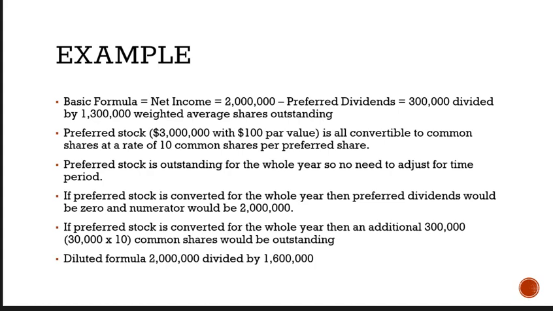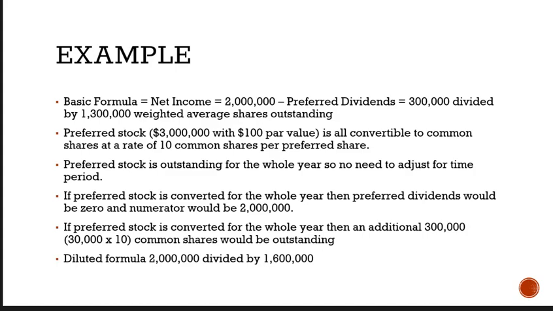So, example: net income is $2 million, preferred dividends $300,000, weighted average shares outstanding 1.3 million. So there's our basic earnings per share calculation. The preferred stock is $3 million with a $100 par value. It is all convertible to common shares at a rate of 10 common shares per preferred share. So there's our conversion rate. Preferred stock is outstanding for the whole year, so you don't need to adjust for the time period. You don't have to do it for part of the year or anything like that.